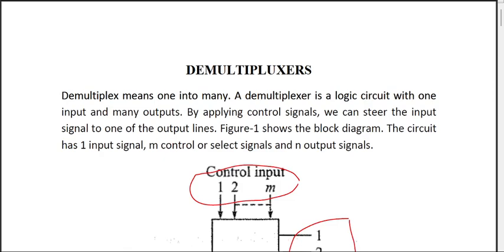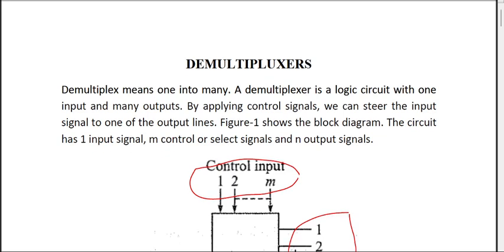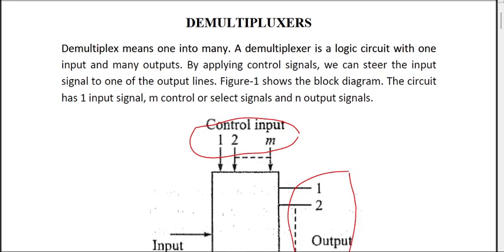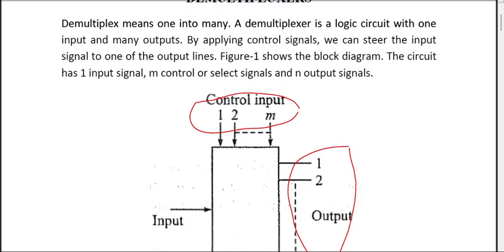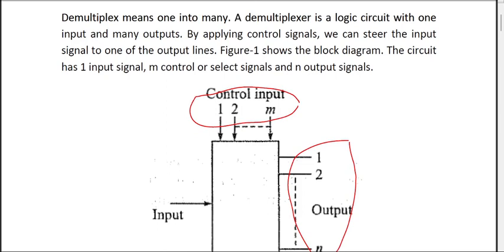Today we are going to discuss demultiplexer circuits. Demultiplexer circuits are exactly opposite to the multiplexer circuits which we discussed in the last class. In a multiplexer circuit, we have several input lines, and depending on the control input, the input is directed to a single output line. Here it is exactly opposite to that. Here you have one input line and several output lines.